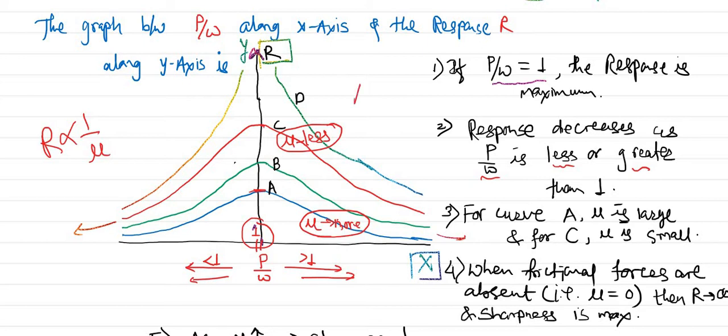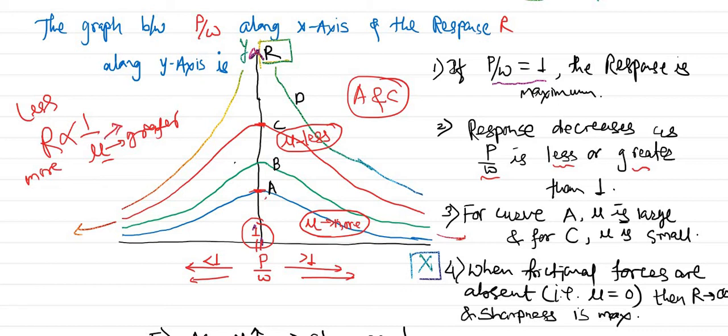If we are talking about curves A and C, then if we compare them, for curve A we can directly say that the response is less as compared to curve C. So response is less means mu must be greater, or vice versa. In reverse manner, as mu is greater, the response will be lesser. So this is for curve A. For curve C, as compared to curve A, response is more. When the response is more, mu will be less.